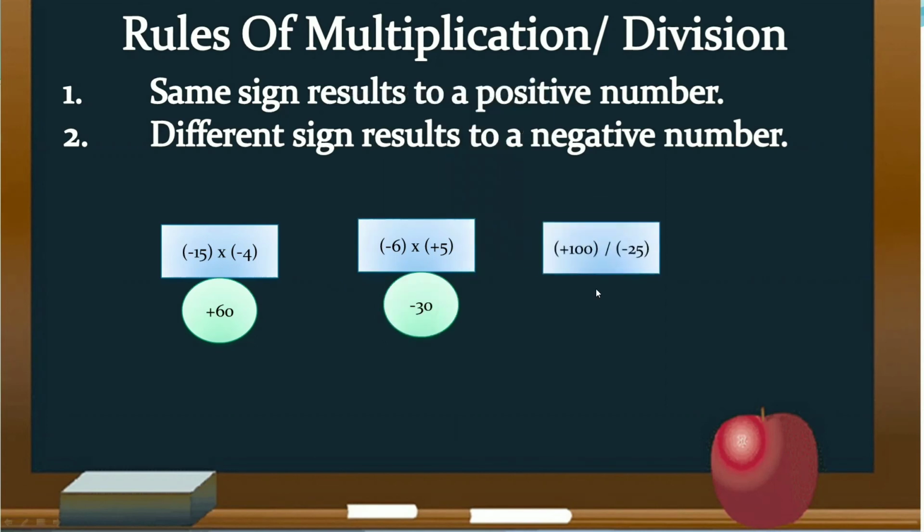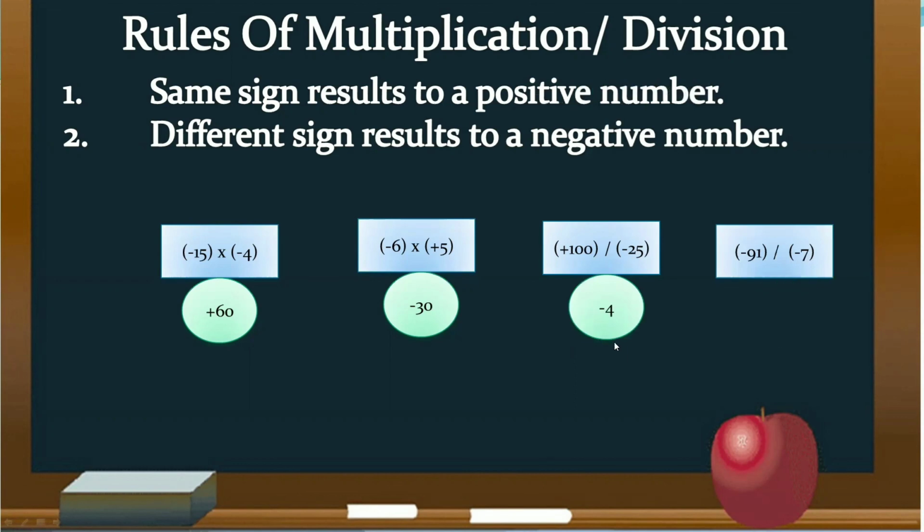Let's have a third example. Positive 100 divided by negative 25. As you can see, they have different signs. So meaning to say the result will be negative. 100 divided by 25 is 4. So the final answer here is negative 4.